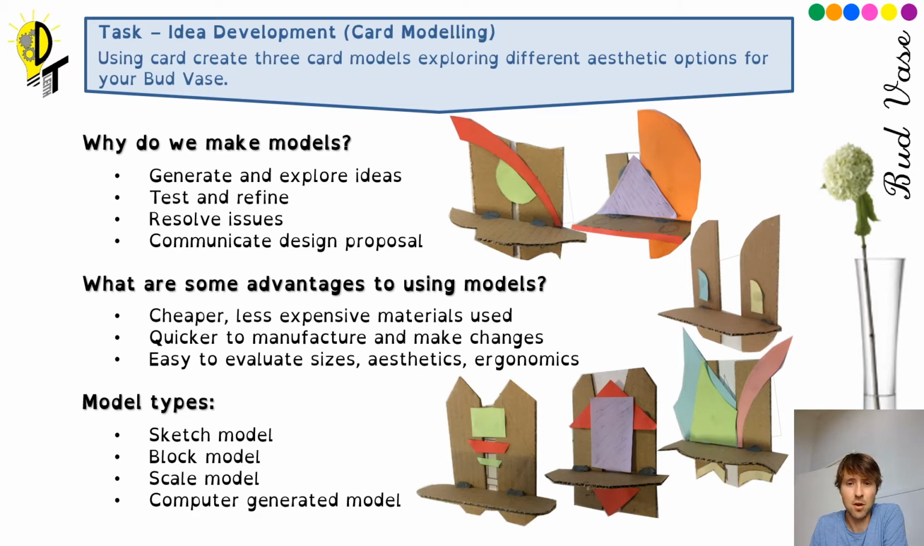Finally, we've got scale models. Again, with cars, they often might make a scale model first to do aerodynamic tests. They might make a scale model down and do aerodynamic testing on it. And that just means it's a lot smaller. You can test different criteria without producing a large model.